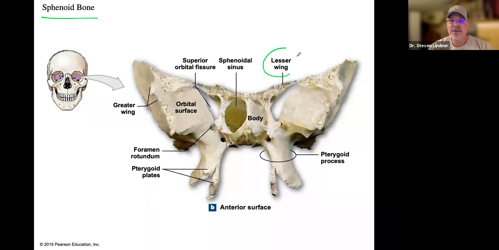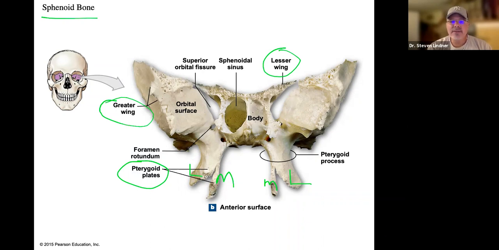There's a lesser wing and there's a greater wing of the sphenoid. The other important structure that I want you to know there is the pterygoid plates. There is a medial pterygoid plate, two medial pterygoid plates, and then a lateral pterygoid plate because it's more lateral to it.